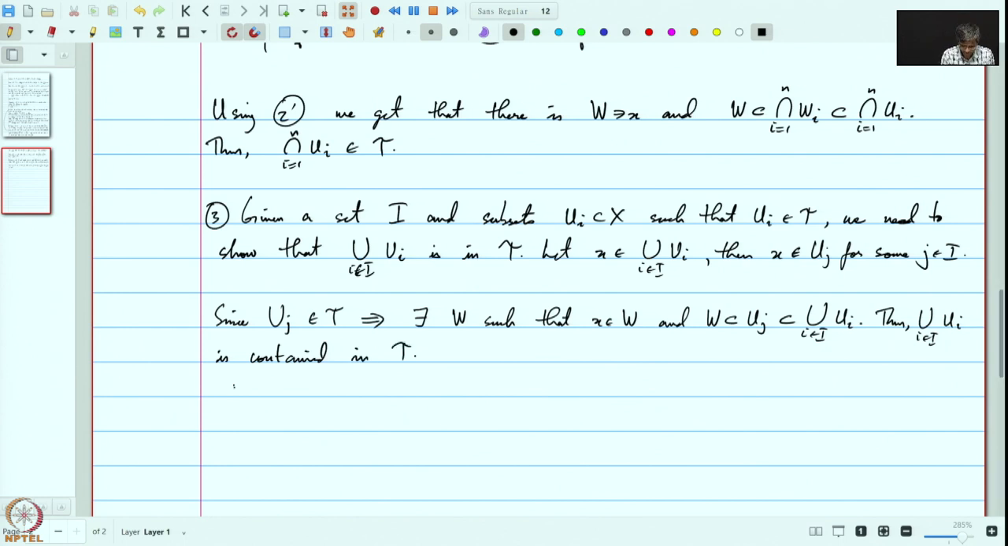Okay, so this completes the proof that tau is a topology on X.